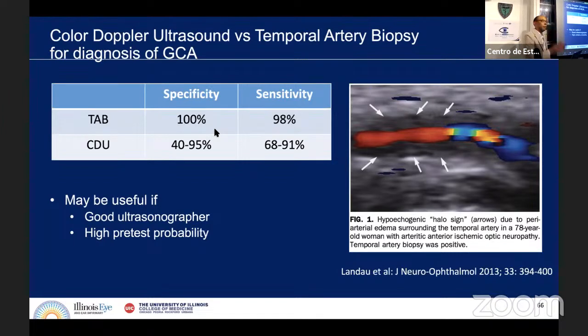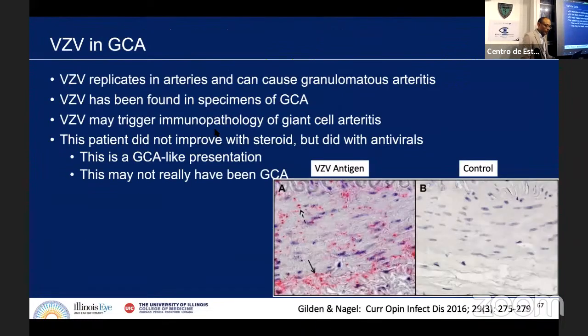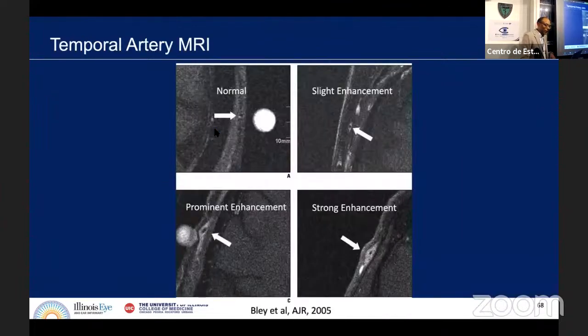So maybe you might say, you know what, even if I biopsied and it was negative, I would still treat it as GCA. I often have that discussion with our rheumatologist. There was a discussion also about VZV and GCA, and should we treat GCA also with antivirals? I don't do that, but that's a discussion that has been in the literature. And then, of course, we can use MRI to image the temporal artery as well, where you can see this enhancement from the edema around the nerve.